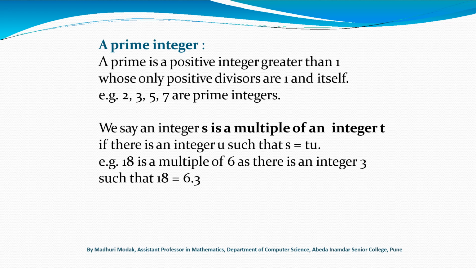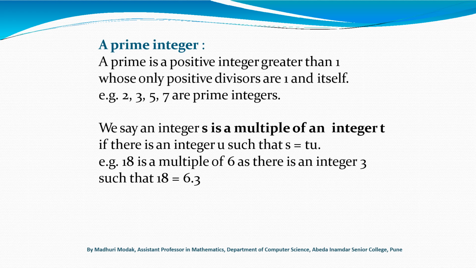Now see what is the definition of a prime integer. A prime is a positive integer greater than 1 whose only positive divisors are 1 and itself. So a prime integer must be greater than 1 and it has only two types of divisors, 1 and the number itself. For example, 2, 3, 5, 7, these are prime integers.